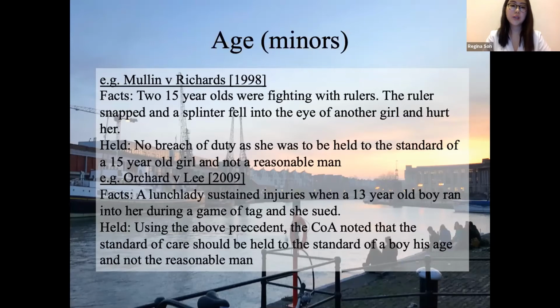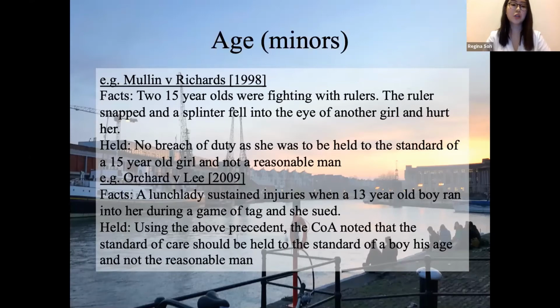The judge held that there was no breach of duty because she can't be held to the standard of care of a reasonable man. Instead, she should be held to the standard of a 15-year-old girl. And the judges said that basically she didn't know what she was doing because she was really young and should not be charged at all.